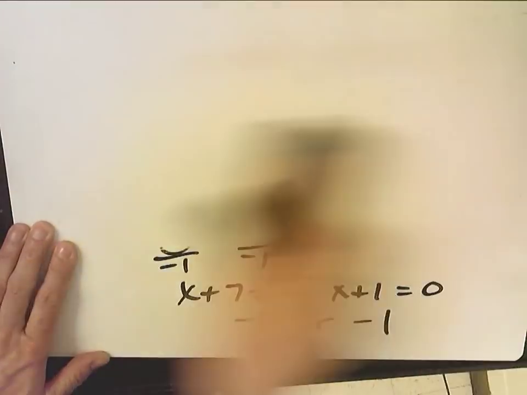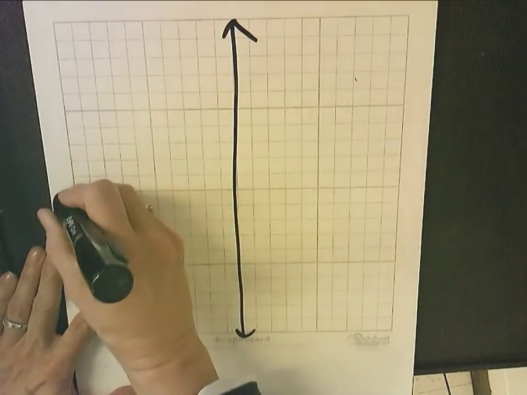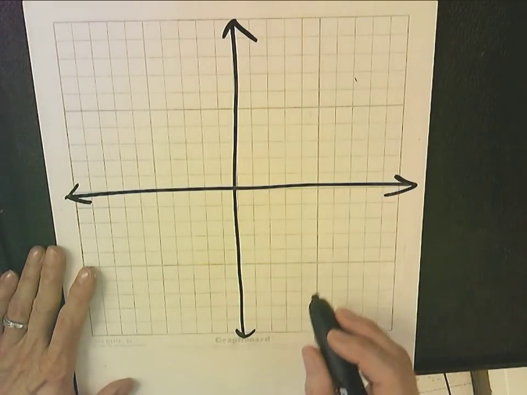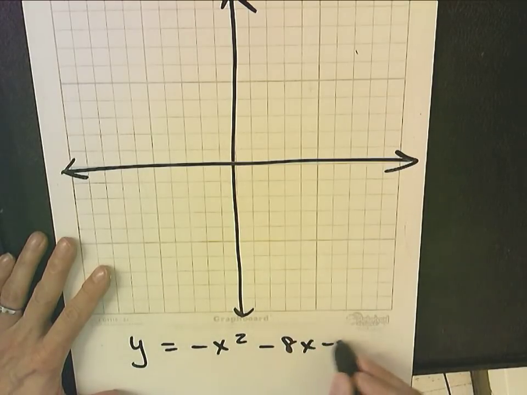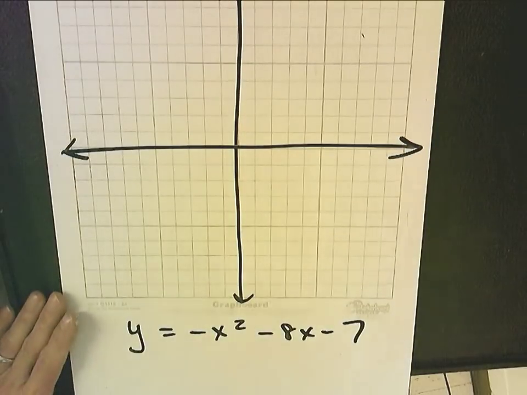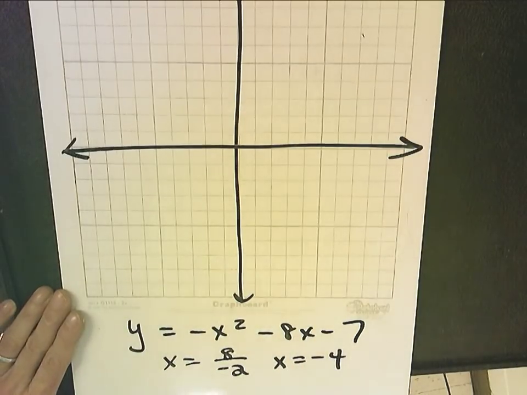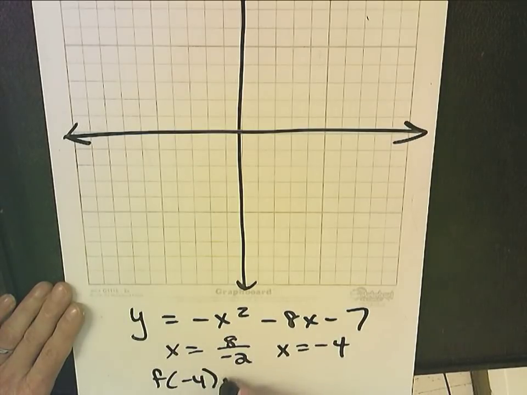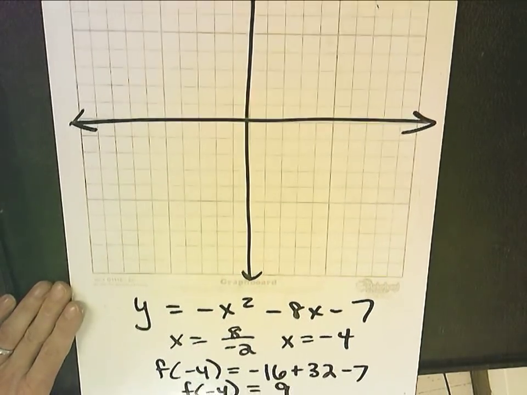Well, let's see what kind of solution I get by graphing the related function. So here I'm going to graph y equals negative x squared minus 8x minus 7. So first I'm going to find my axis of symmetry. And that's negative b over 2a. So that's going to be negative 8 over -2, or x equals -4. To find my vertex, I do f of -4, and that's going to be the opposite of -4 squared, which is 16, plus 32 minus 7. So f of -4 equals 9. And that is my vertex.